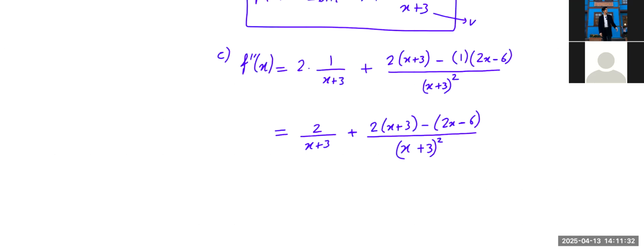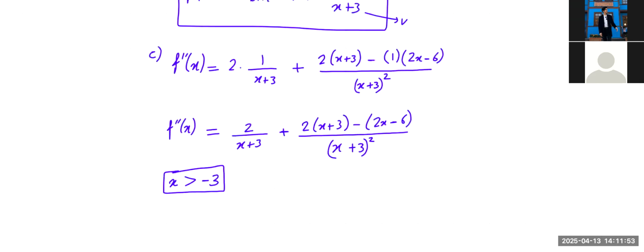So I'm not sure yet if it's useful or not, but okay, it's not. So now, since we know that the domain is x is more than negative 3, we're trying to check the sign of this guy for all values of x being more than negative 3.